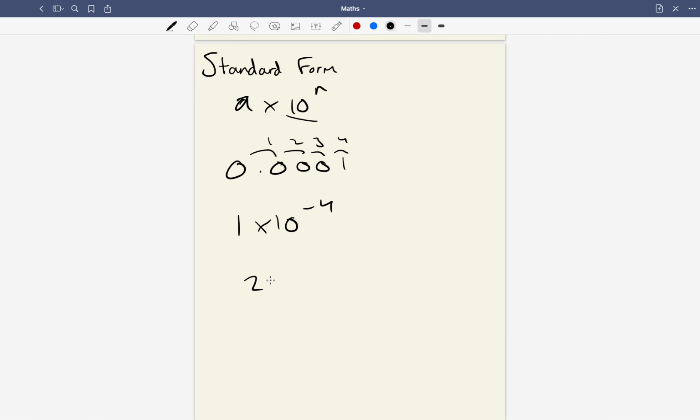So if I've got 2 times 10 to the minus 4, I'm going to have 0.0002 in the same sort of way. And you can apply that to any sort of number, really. Any sort of number you can apply that to, and that's how it would work. So I hope that was a good little sort of recap of standard form.